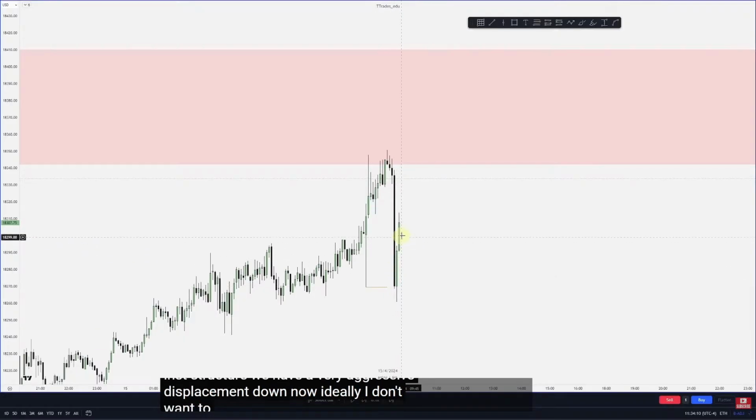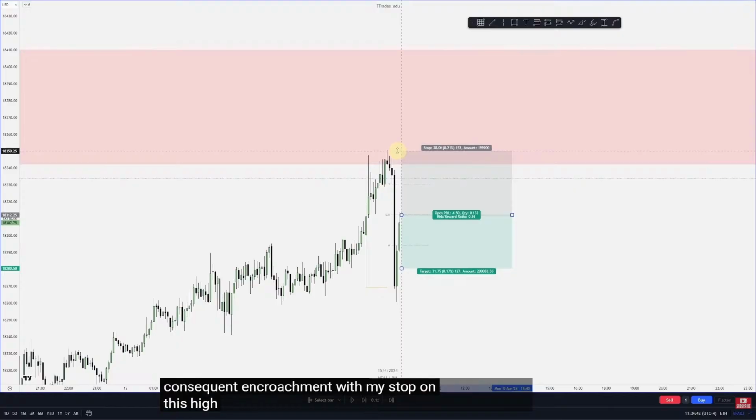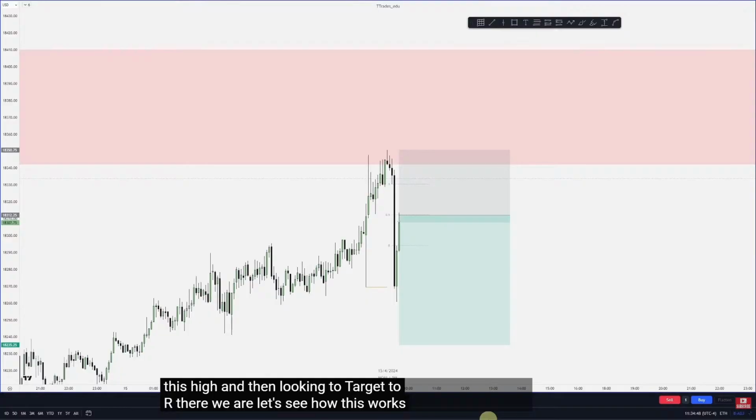Now ideally, I don't want to see this met with displacement back up, because if we have expansion into expansion, it's likely to go higher. So I can either look to take an entry at a premium of this range, or at the consequent encroachment of this fair value gap, or I can let it start to trade away before I enter. In this case, we're going to just take an entry at the consequent encroachment, with my stop on this high, and then looking to target 2R. There we are. Let's see how this works out.